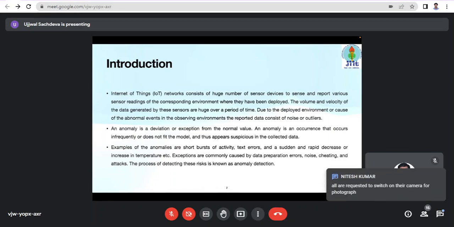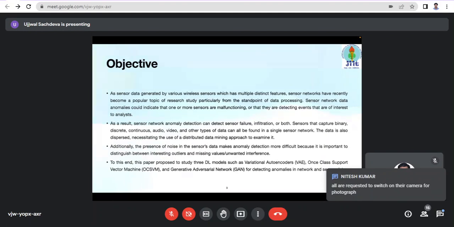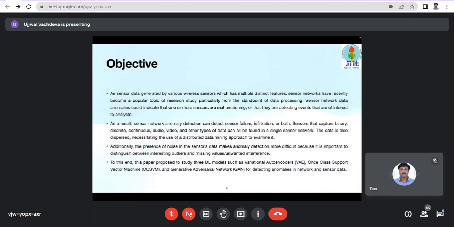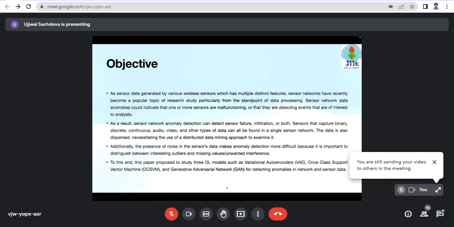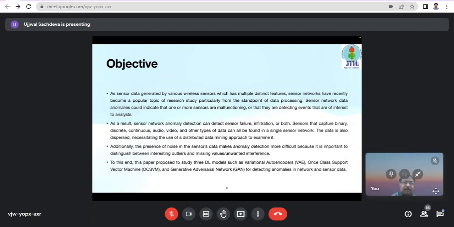Now, the objective of the research. Sensor data is generated by various wireless sensors and has multiple distinct features, so sensor networks have recently become a popular topic of research, particularly from the standpoint of data processing. Sensor network data anomalies could indicate that one or more sensors are malfunctioning or that they are detecting events that are of interest to analysts. As a result, sensor network anomaly detection can detect sensor failure, infiltration, or even both.